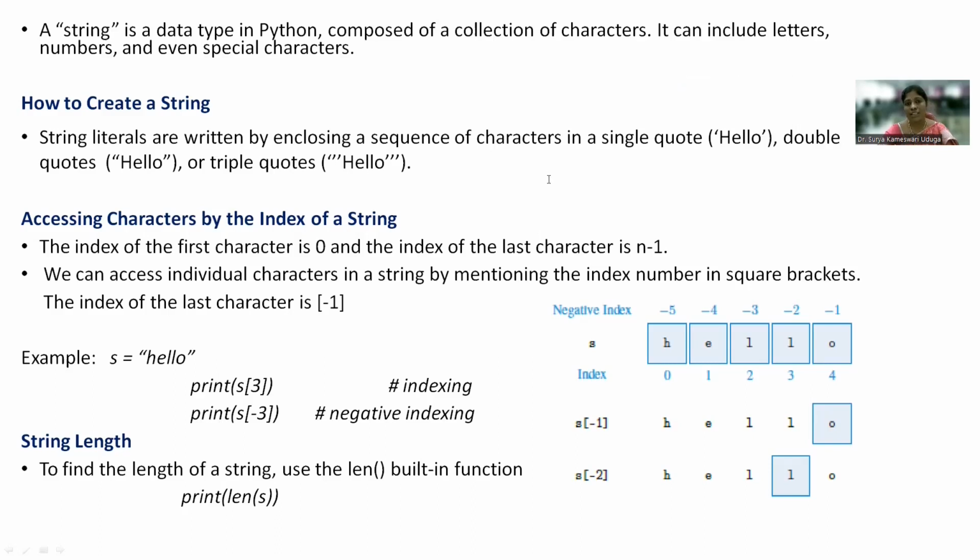How to create a string constant? How to create a string? We can create a string with the help of single quotes, double quotes, or triple quotes. Within the single quotes, you can write like this, and within the double quotes, we can write like this. Sometimes we want to store a string as multiple lines of text, so there we can use triple quotes.